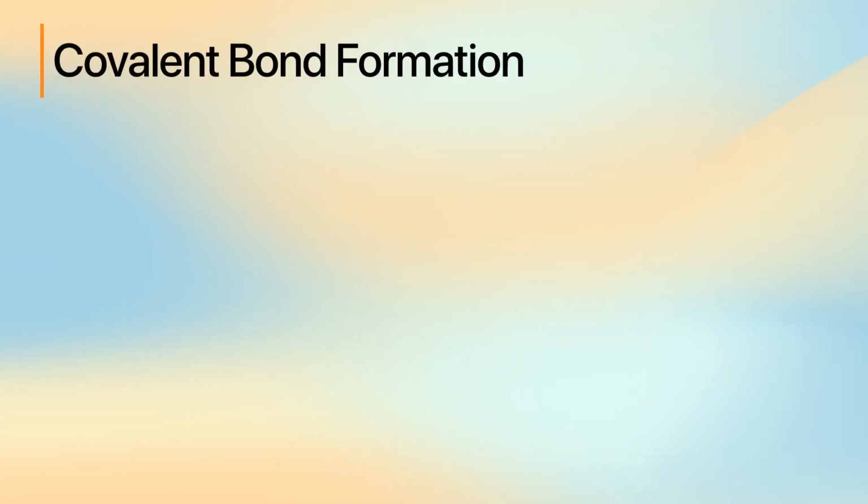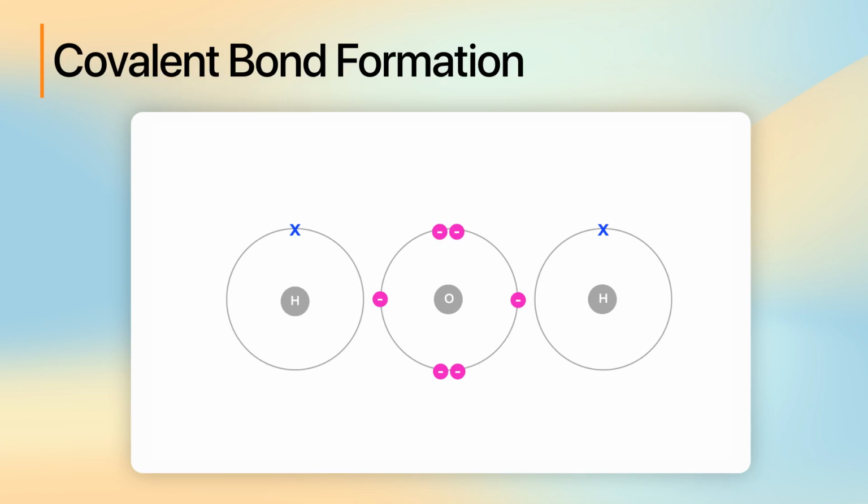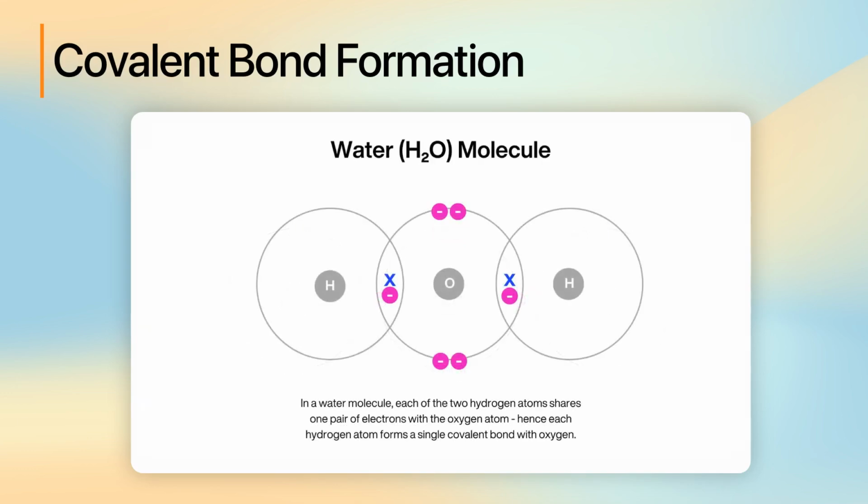Let's look at a few examples to illustrate covalent compounds. In a water molecule, each of the 2 hydrogen atoms shares 1 pair of electrons with the oxygen atom. Hence, each hydrogen atom forms a single covalent bond with oxygen. This sharing of electrons allows the oxygen atom to complete its valence shell with 8 electrons and each hydrogen atom to have 2 electrons in its valence shell, resulting in a stable structure.